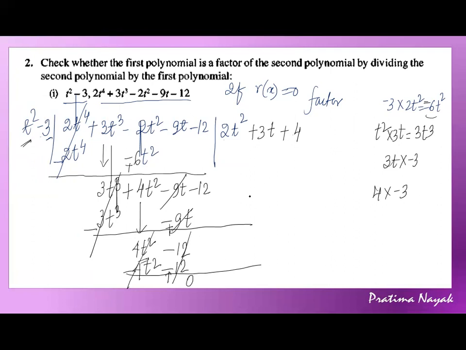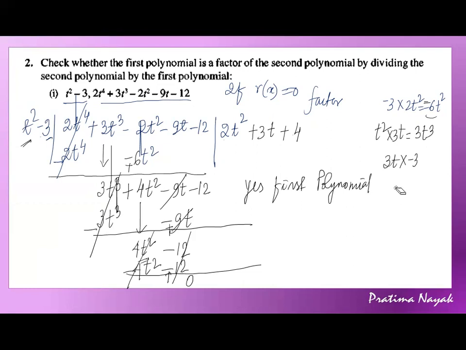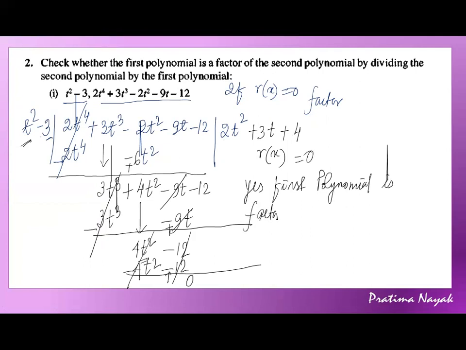So whenever you get 0, you will write yes, first polynomial. R(x) is 0. So the first polynomial is a factor of the second polynomial.